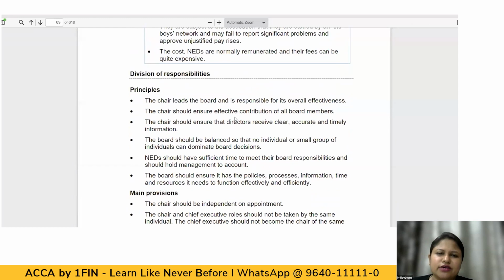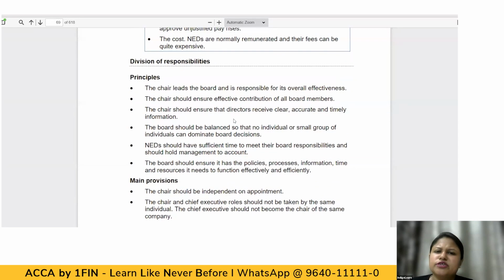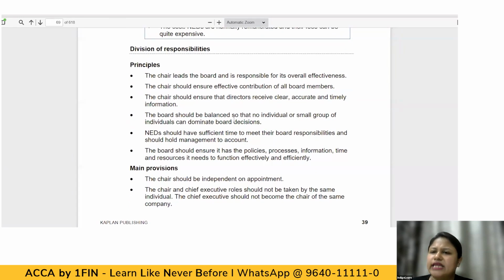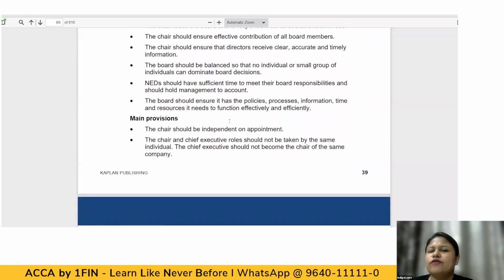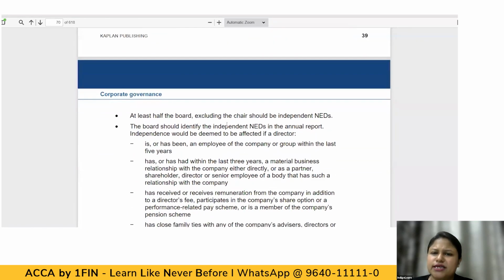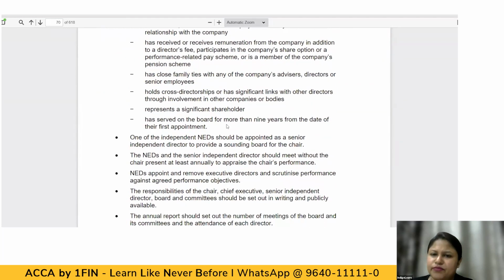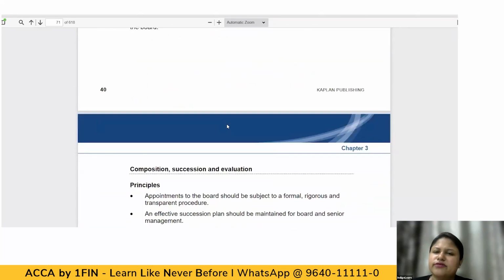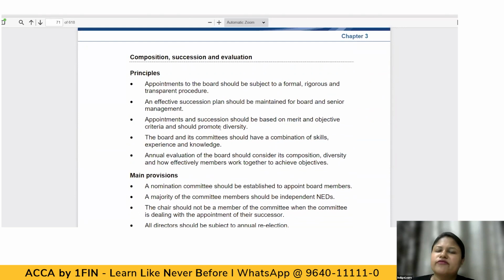Then the advantages and disadvantages are simple. Division of responsibility: the chair, board of directors, NEDs and EDs will each have their own set of responsibilities. The reason is, if one person is given all the responsibility, the corporate governance structure will fail. So you are given a proper understanding of how division of responsibility will happen. Then you have composition: how the board is composed, how the succession will be, and how evaluation will be done.